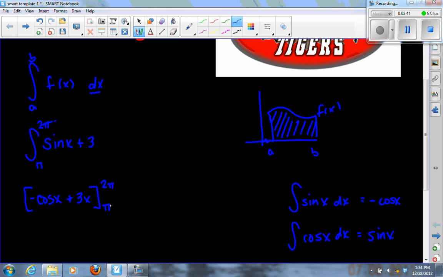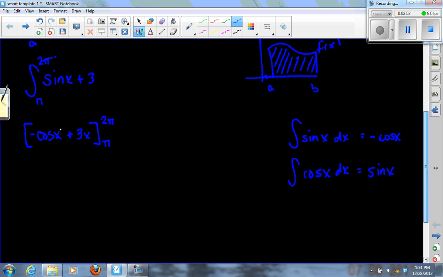Now here's the new part. Take the antiderivative, which is here, and you evaluate that from pi to 2 pi. So here's how you do that. You first plug in 2 pi, and then you subtract that same expression when you plug in the lower bound.